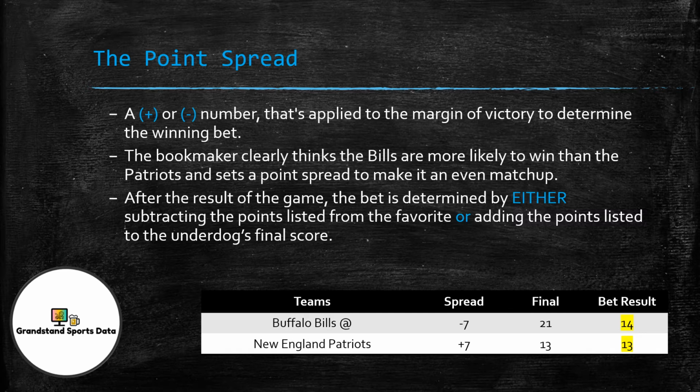So, if you're on the Buffalo Bills side and it's minus 7 and the final was 21-13, the numbers in yellow are signifying that the minus 7 came away from the Bills. Now, if you were to bet on the Patriots, you would do the opposite. You would leave the Bills score at 21 and add 7 to the Patriots, making it 21-20. This means if you're a Buffalo Bills bettor, you would win the bet.